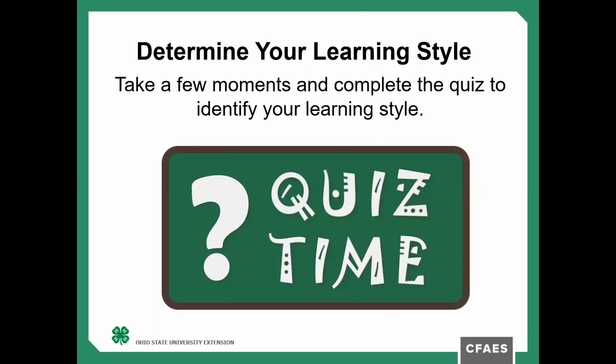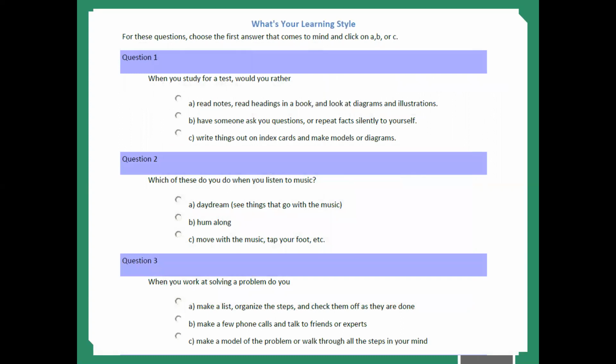So first, we'd like you to determine your personal learning style. So at this time, we're asking you to grab a sheet of paper and a pen. We have 15 questions for you to read and answer, either A, B, or C, and then we'll discuss the results at the end. Please take your time in answering the questions below. You may pause the video in order to answer them.